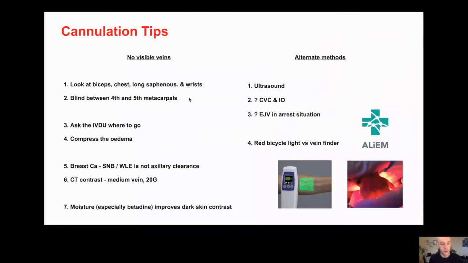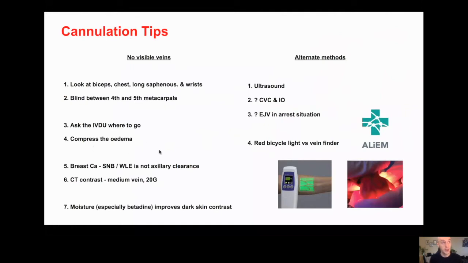In neonates and chubby infant hands, everyone seems to have a vein in between their 4th and 5th metacarpal. IVDUs will often tell you where to go. If you've got a very edematous hand, you can try and milk the edema out. On the topic of breast cancer, every patient that's had an operation on their breast seems to think that they can't have a cannula put in.